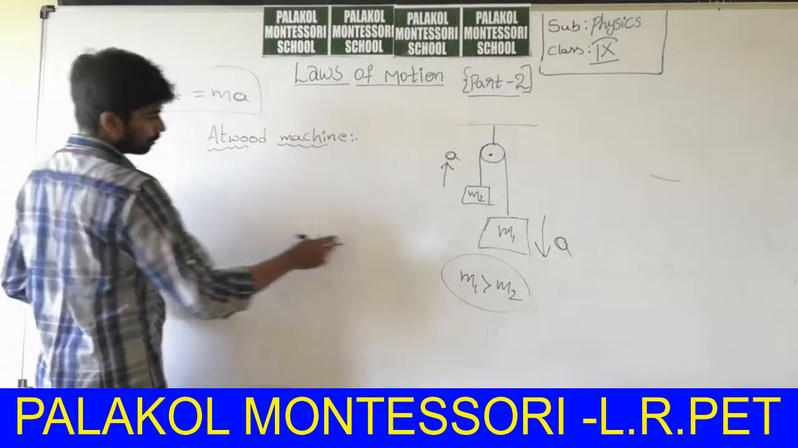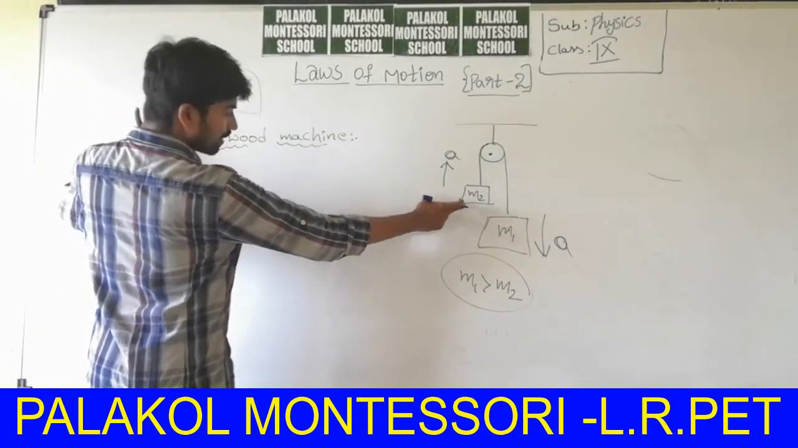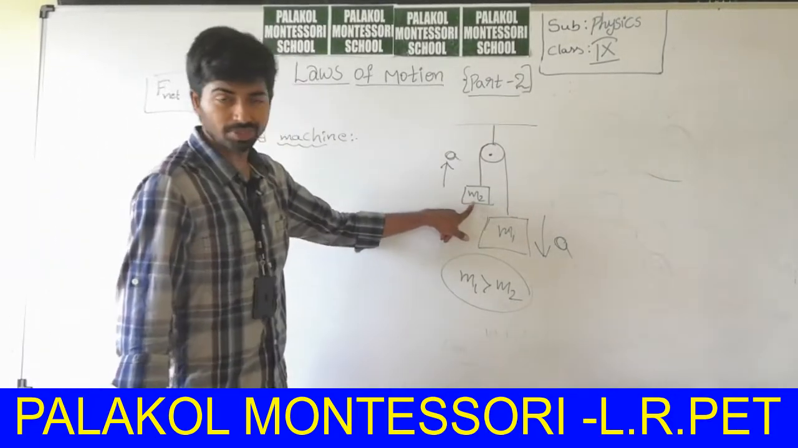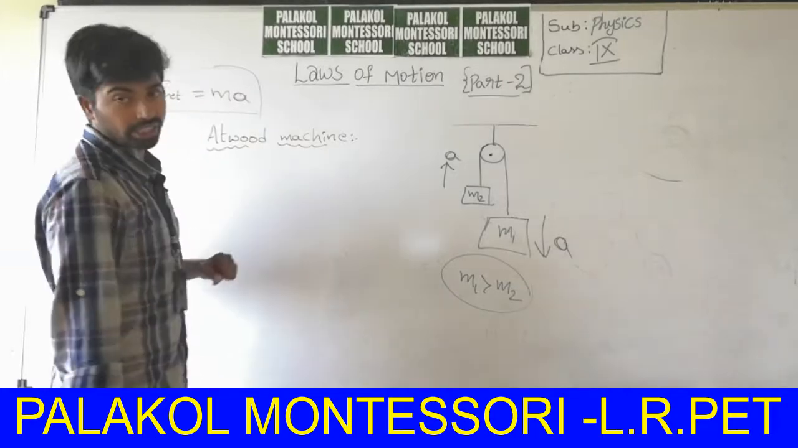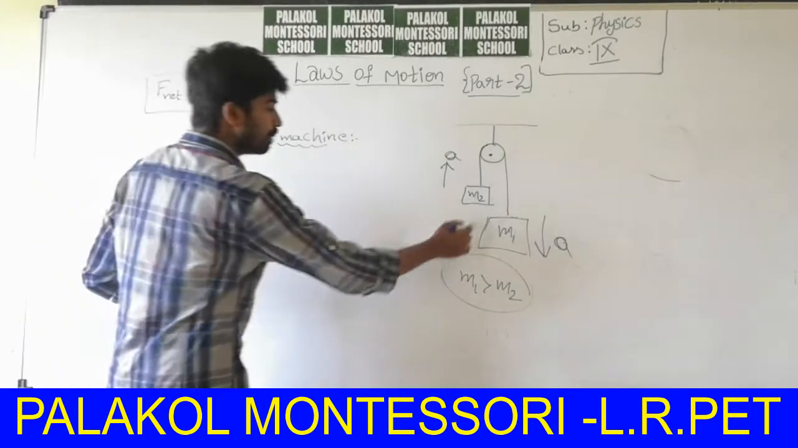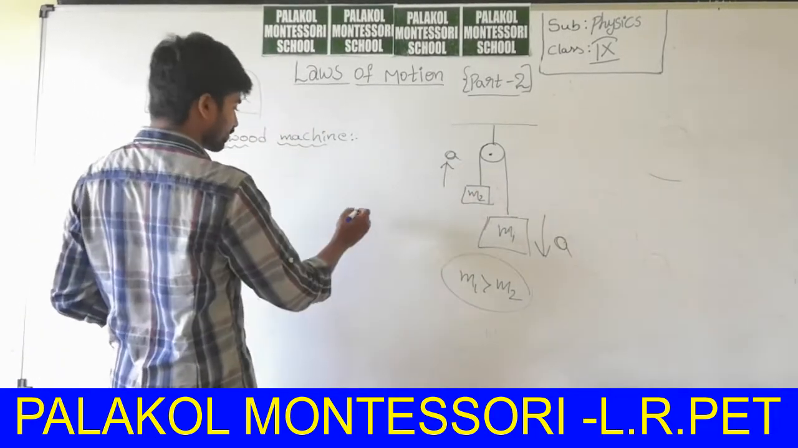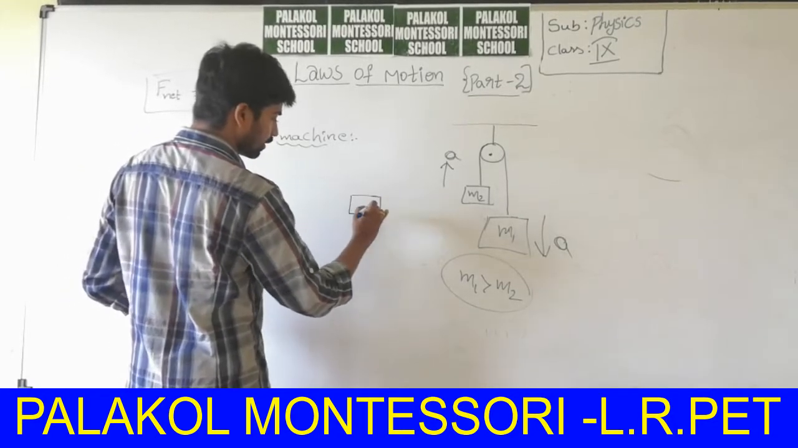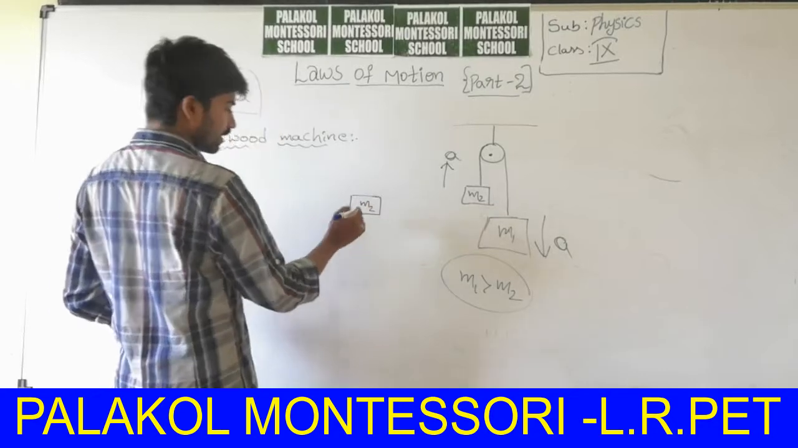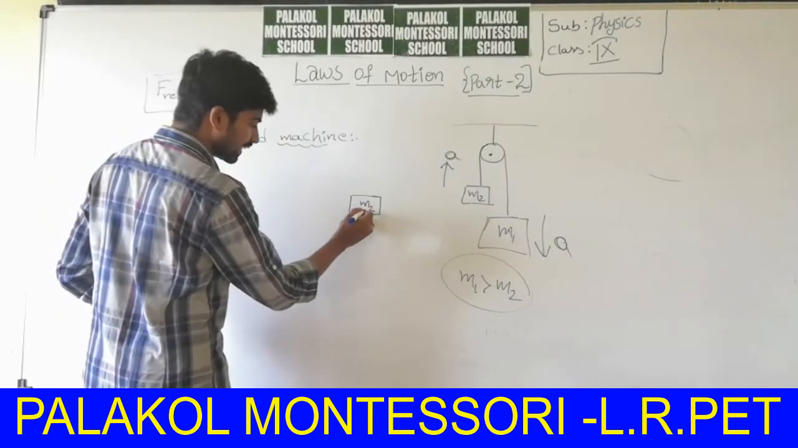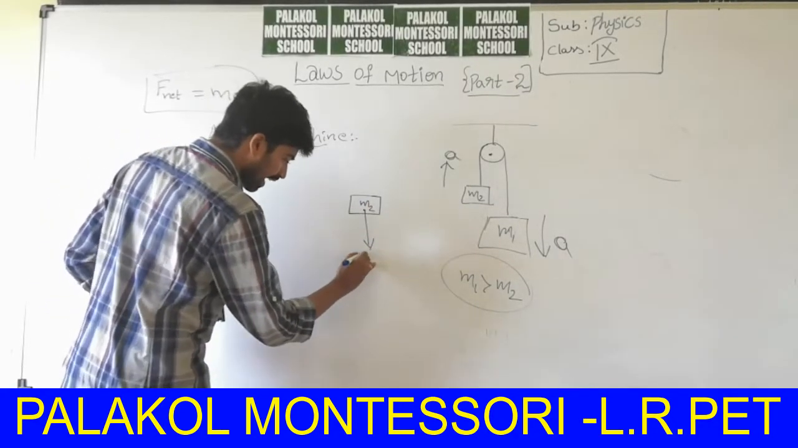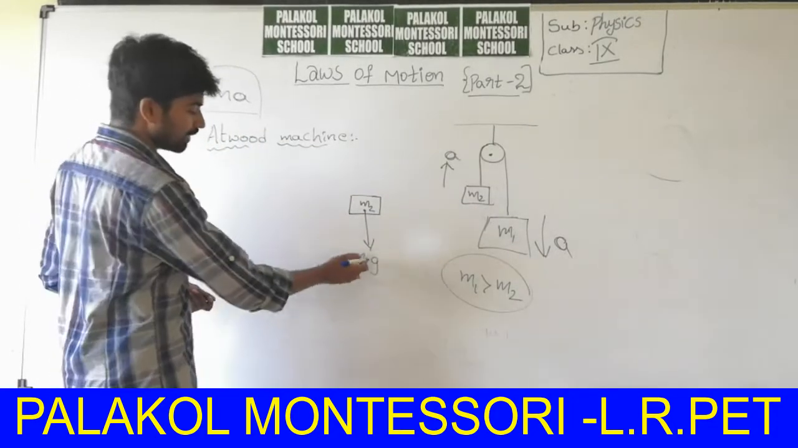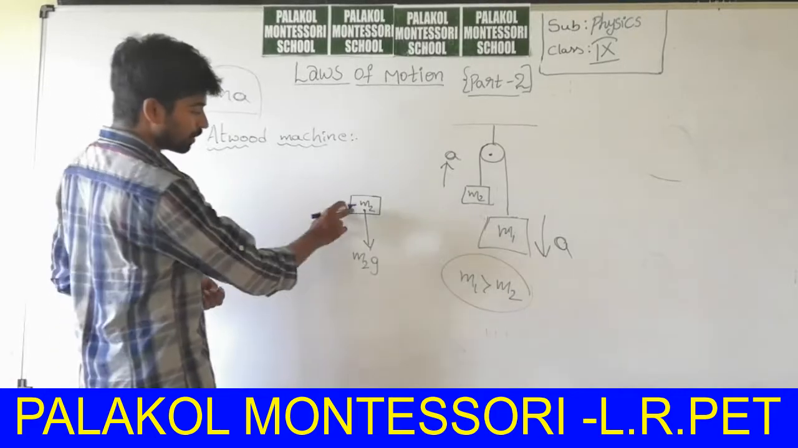To apply Newton's second law for this mass m2, F net is equal to m a, you need to draw a free body diagram for this m2. So, let us draw a free body diagram. Free body diagram means you have to list out the forces acting on this. So, this is mass m2, its weight acting in the downward direction, m2g. m2g is m2 into g, mass into g will give the weight of this object.